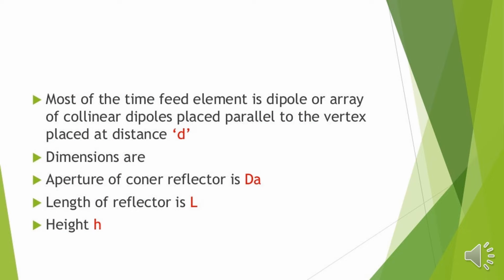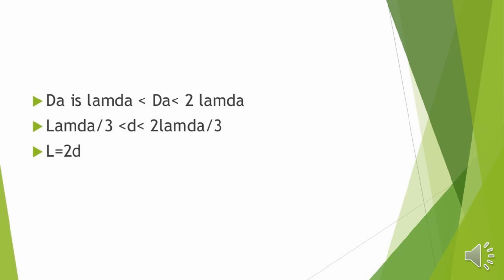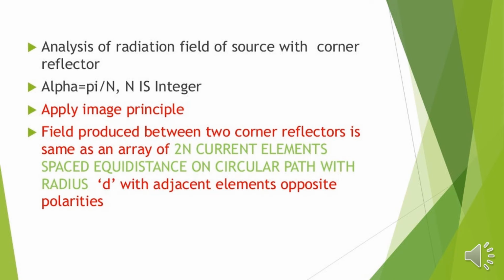Next, most of the time the feed element is a dipole or array of collinear dipoles that is placed parallel to the vertex, at the distance d. The main dimensions we are considering are the aperture of the reflector antenna dA, the length of the reflector, as well as the height of the reflector. These three dimensions are taken into consideration, where dA is between lambda and 2 lambda, lambda by 3 is less than the distance d which is less than 2 lambda by 3, and L is equal to 2D. This is how it works.